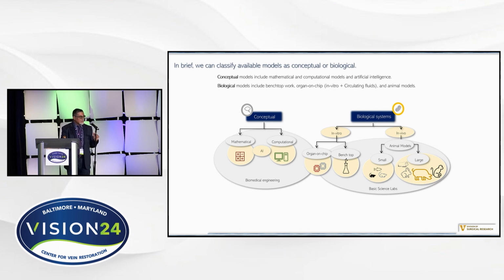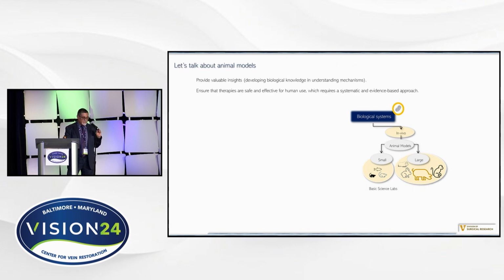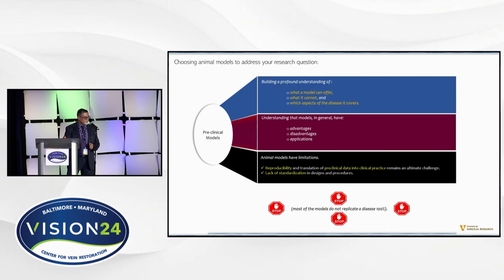In brief, we can classify these animal models in conceptual or biological systems. Conceptual models are mathematical models, computational models, and now we start talking about artificial intelligence. But also the biological models are the benchtop work, organ on chip, or the animal models itself. Now, animal models are very interesting because they provide a nice platform in which we can understand mechanisms of biology, but also ensure that therapies are safe and effective for human use.